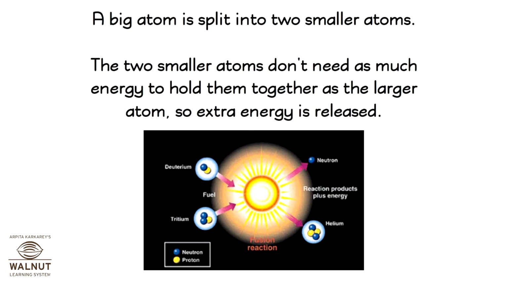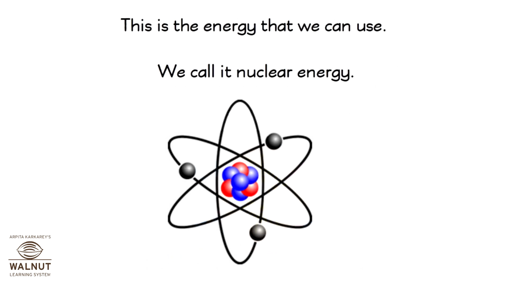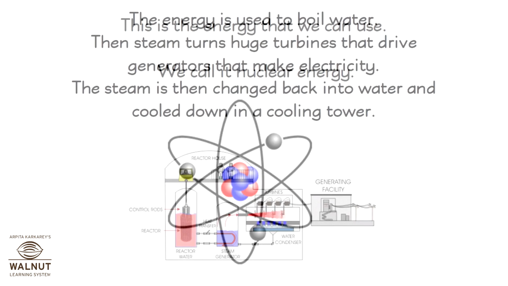A big atom is split into two smaller atoms. The two smaller atoms don't need as much energy to hold them together as the larger atom, so extra energy is released. This is the energy that we can use. We call it nuclear energy.